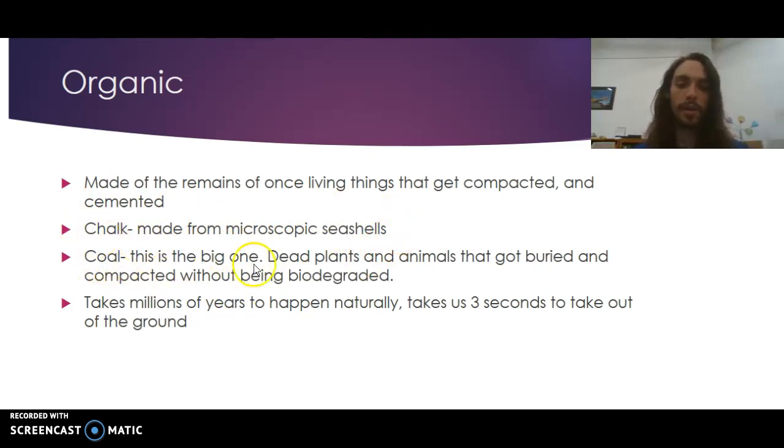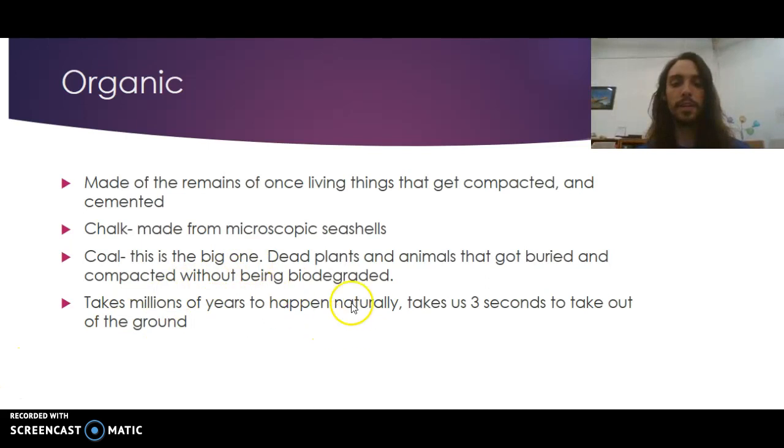So then the other one is coal. That's the big organic sedimentary rock. That's the one everyone thinks about. And that's just basically dead plants. It's some dead animals, but it's mostly plants that got buried and compacted without being biodegraded. That's the important part. Most plants and animals get biodegraded by microorganisms, but sometimes they don't. And when that happens, when we get millions and millions of years of compaction and cementation, those dead plants and animals just compact and compact, and basically what's left over is that extra carbon in an oil, and it turns into a rock that you can burn.